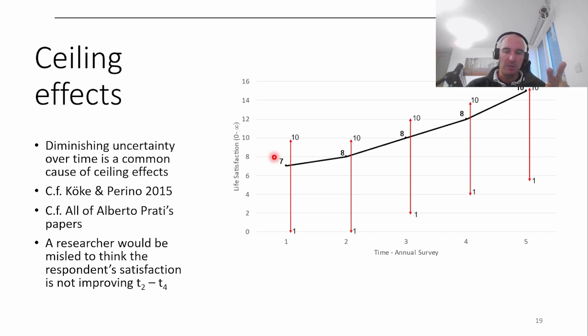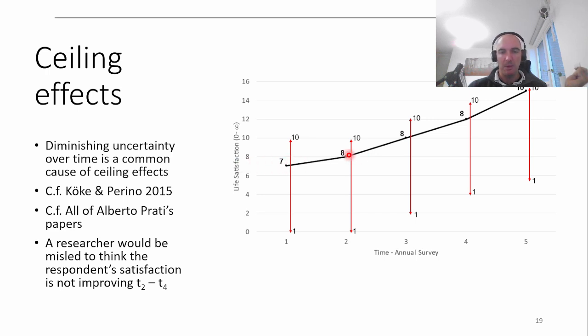So if you have a look at this graph here, you can see that these red bars represent this person's life satisfaction scale. The black line represents their satisfaction with life. And we're indexing it on the left-hand side on the y-axis. And then on the x-axis, we have waves of an annual survey, like the British Household Panel Study. So in the first wave, the first year, this person's 7 out of 10. That's where they sit on their scale, and that's also what they're indexed to on the y-axis.